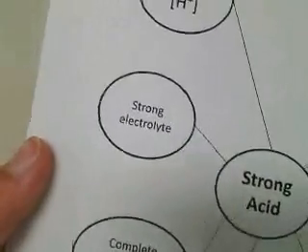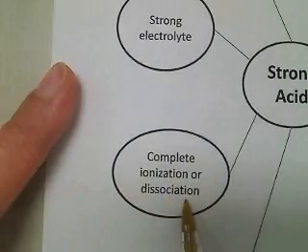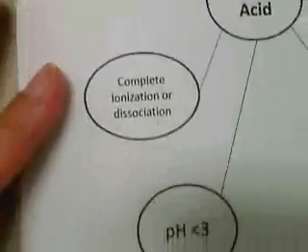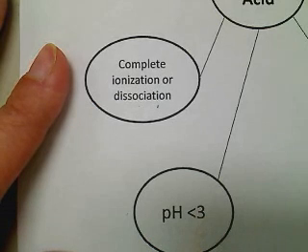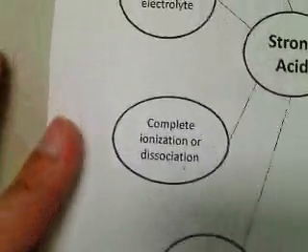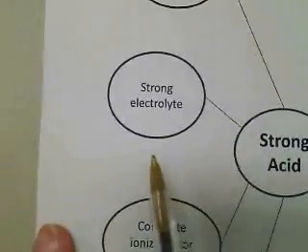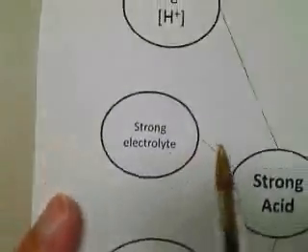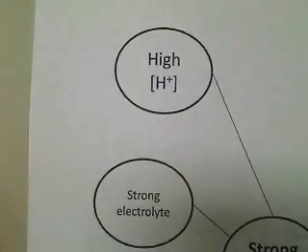Down here you're going to write that you have a complete ionization or dissociation, okay? And we're also going to say that your pH is less than 3. And again, this is for strong acids, okay? Your pH is definitely going to be less than 3. Right? So I'll show those one more time. pH less than 3, complete ionization or dissociation, strong electrolyte, and then you want to say that it's got a high concentration of H+. Okay.